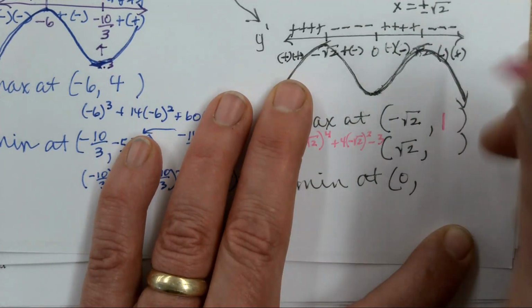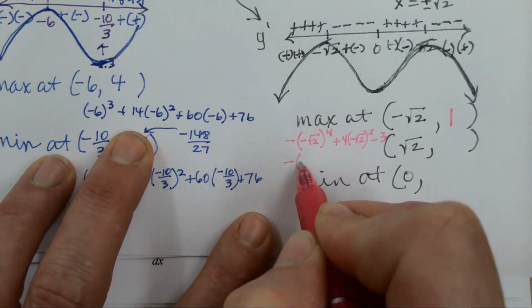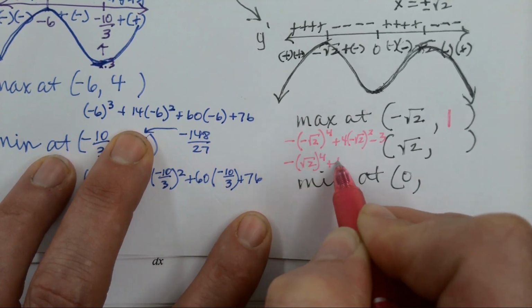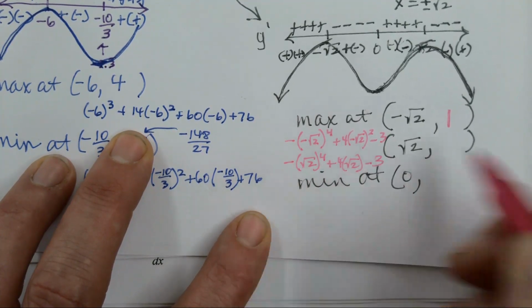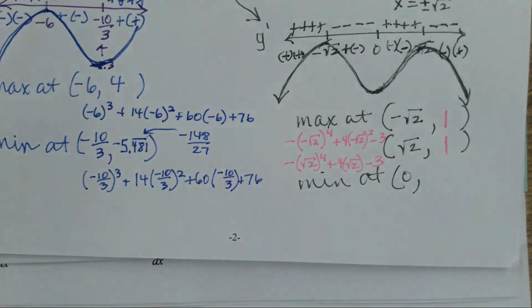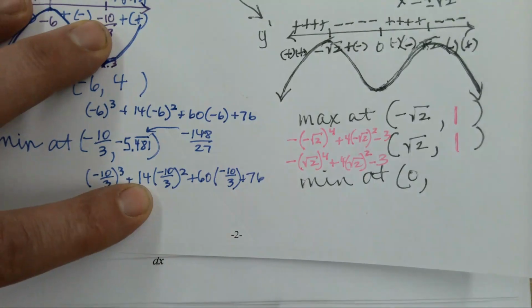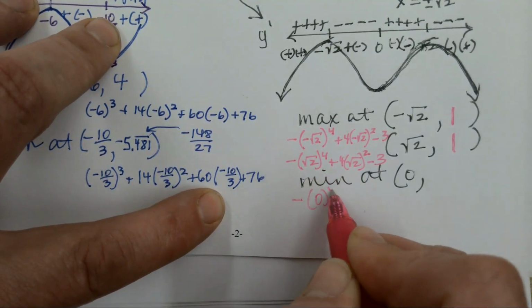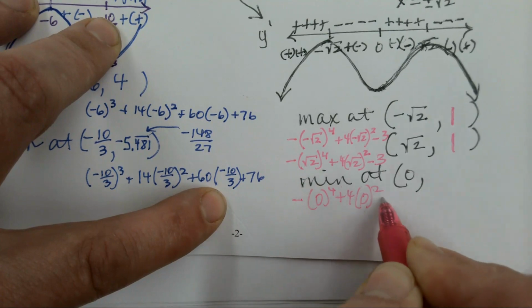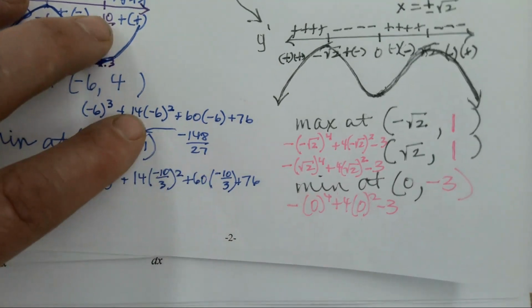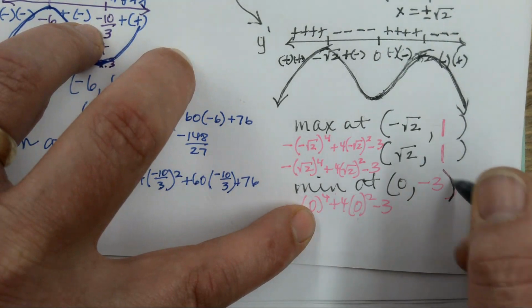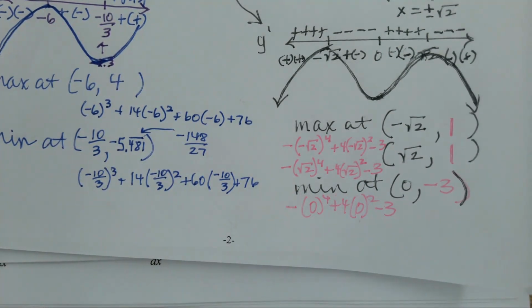So that is 1. What do you get when you do the next one? The opposite of the square root of 2 to the 4th plus 4 times the square root of 2 squared minus 3. Actually comes out to be 1 again. What do I get when I plug in 0? And so there's my final answer. I've got a max at negative square root of 2, 1, positive square root of 2, 1, and 0, negative 3 is my min.